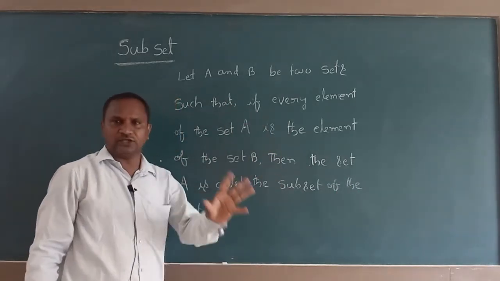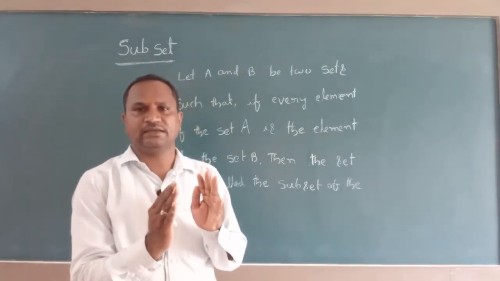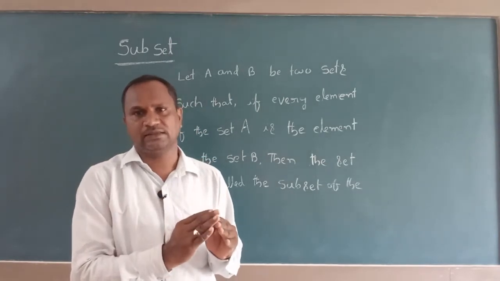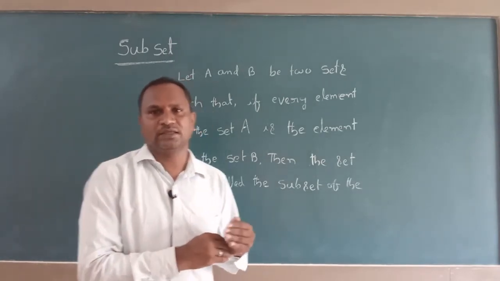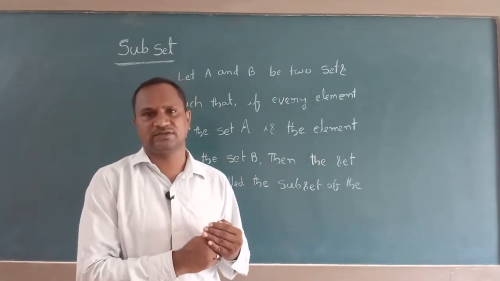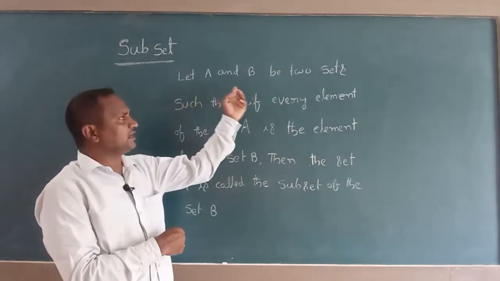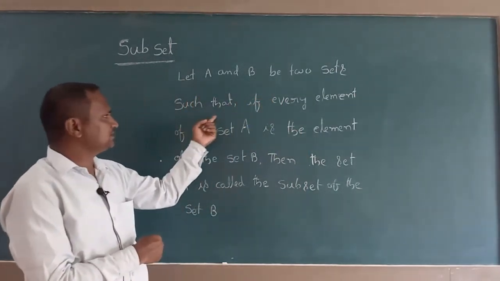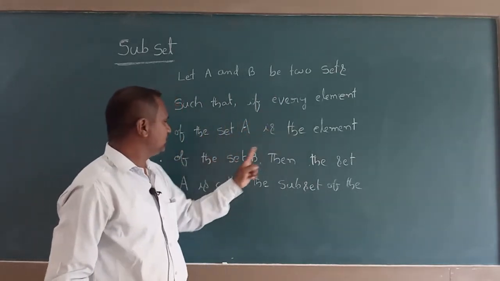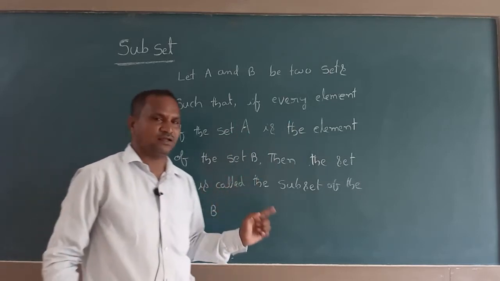Here I am taking two sets. In that, first I am selecting the first set capital A. Then you must compare whether every element of A is an element of B or not. That's why, according to the definition, let capital A and capital B be two sets such that if every element of the set A is an element of the set B, then the set A is called the subset of the set capital B.